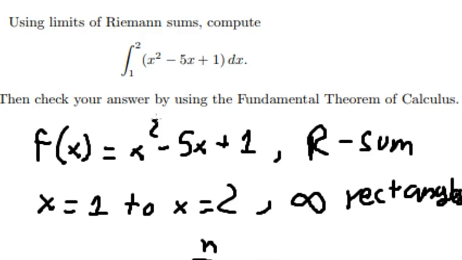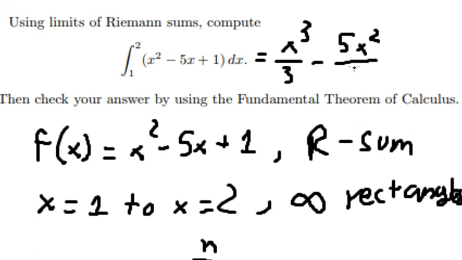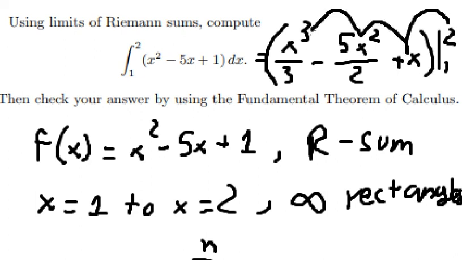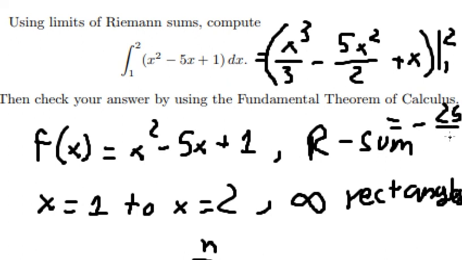Now we can check by using the fundamental theorem of calculus. The integration of x squared, you get x to the power of 3 over 3. x, you get 5x squared over 2. Number 1, you get x. And we put the bounds from 1 to 2. So we put number 2 in here, number 1 in here. And you get the same, negative number 25 over 6.